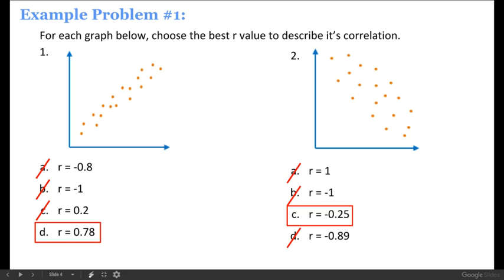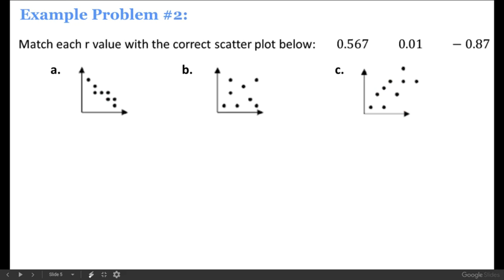Okay, so I hope everyone's with me so far. I'm going to give you another example. Example problem number 2. Match each R value with its correct scatter plot below. So we have 3 numbers, 3 scatter plots. So the way that I like to do this whenever it's matching is I just like to start with the easiest ones first that stick out to me.